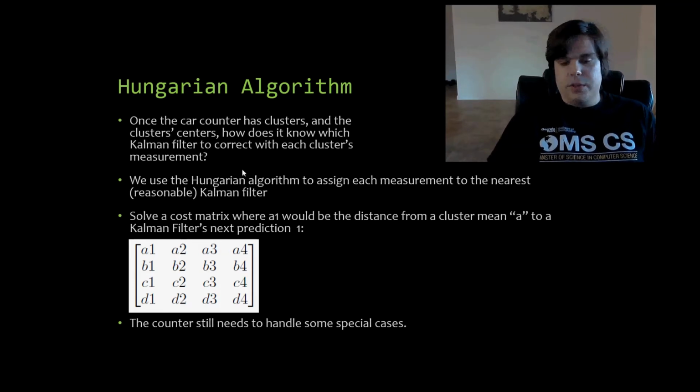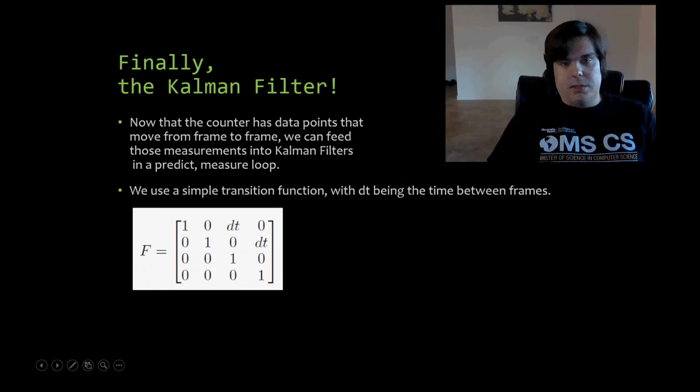If we have too many measurements, well, that's actually a very simple special case to handle. We just make a new Kalman filter to track the new clusters that appear. And we want to track the new clusters as they appear so that we can track all the cars that come into the frame. Once we do this, we can actually start using the Kalman filters.